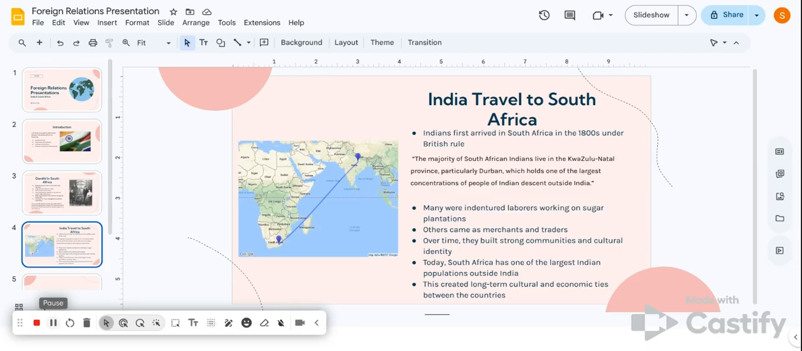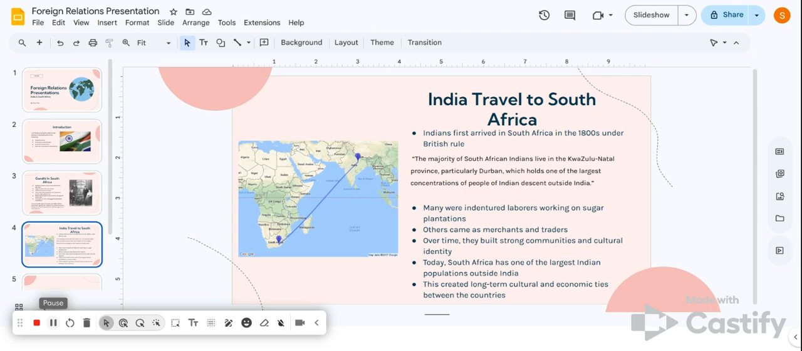India traveled to South Africa. Indians first arrived in South Africa in the 1800s while it was under British rule. The majority of South African Indians lived in, I don't know how to pronounce that word either, I'm so sorry, Providence, and it holds one of the largest Indian populations outside of India.